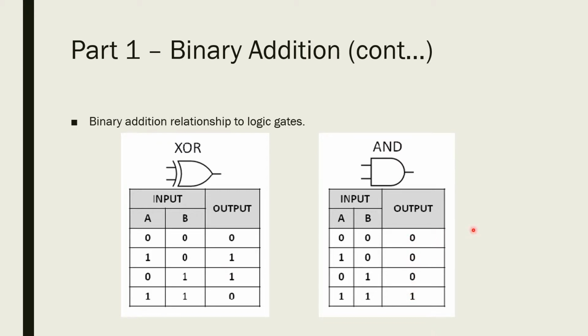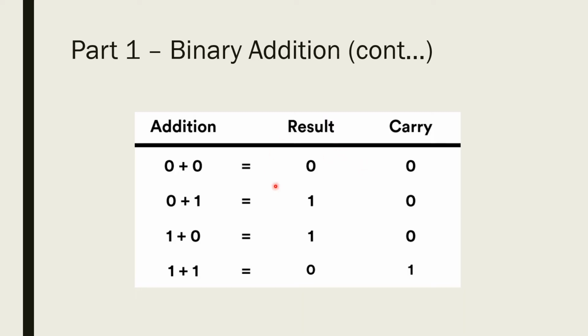But if you look at the last slide, we actually see the same thing, where if you do 0 plus 0, you're going to end up with a result of 0. If you do 0 plus 1, you get a result of 1. So this is basically your sum, right? And it's similar to the XOR gate. And if you look at the carry bit, it's actually similar to the AND gate. So what does this mean?